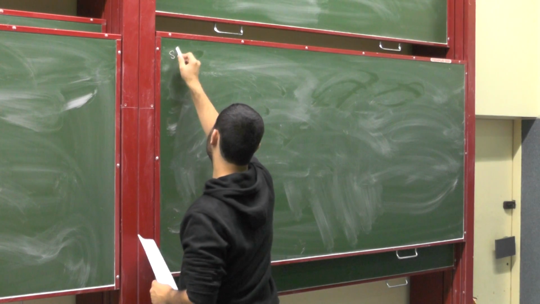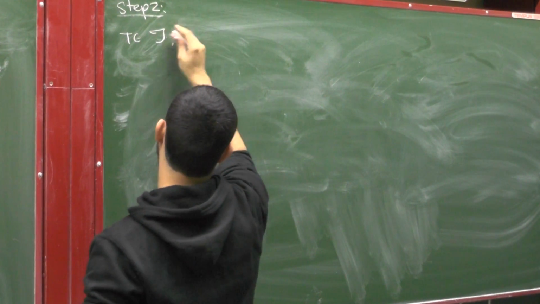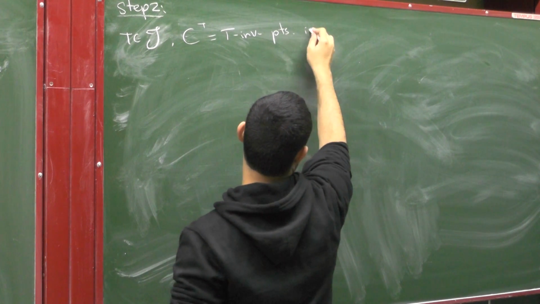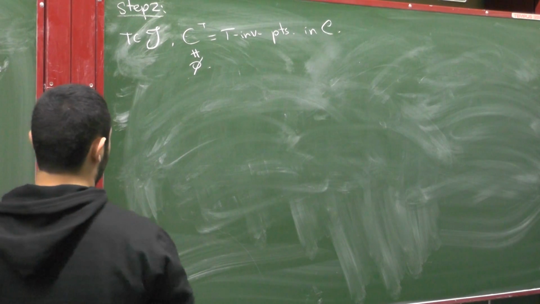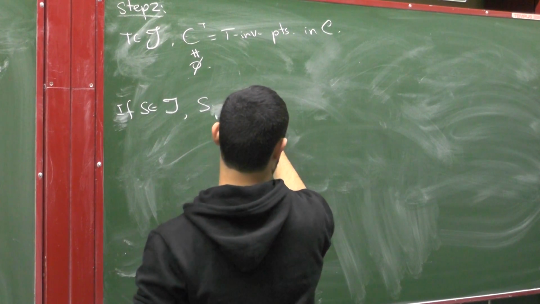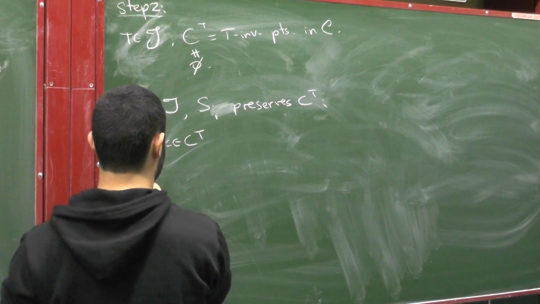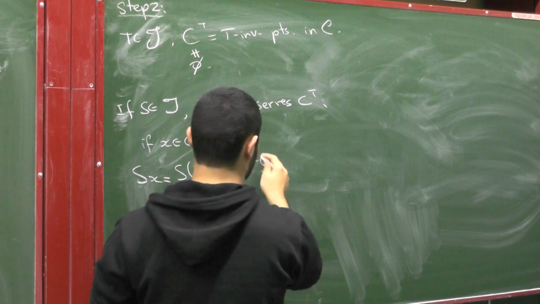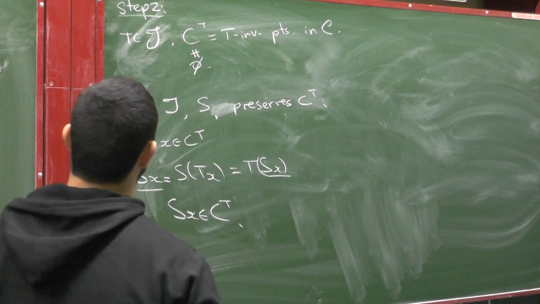So, step 2 is, okay, so we have J, and we define K_T to be the set of T invariant points in K. So this is non-empty. We show that if I take another element S in J, S preserves K_T, which is clear. If x is in K_T, then S of x will be S of T x, because T x is x. But S and T commute by assumption, so we have this: S of x is T of S of x. Okay?